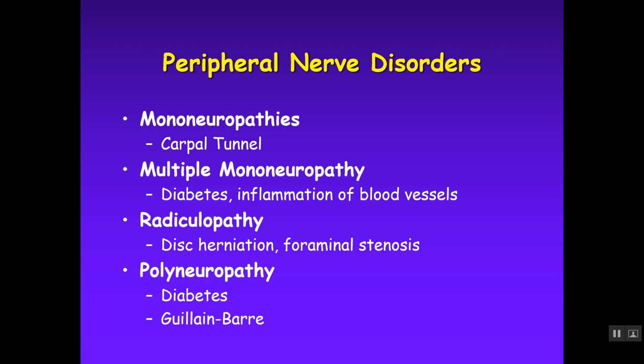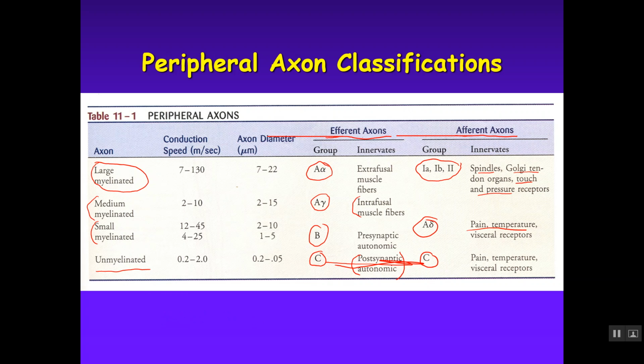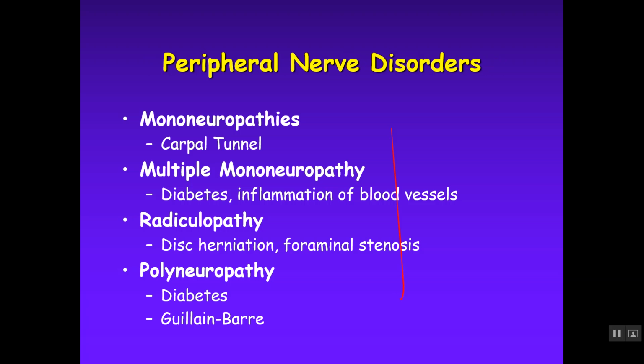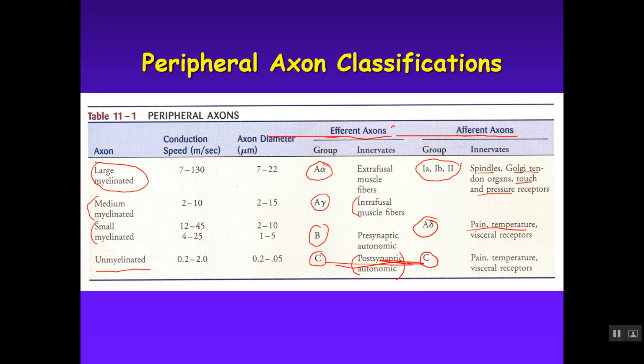And your exam, though, is just over the motor fibers, so you need to focus on those, the efferent axons, for this coming exam.